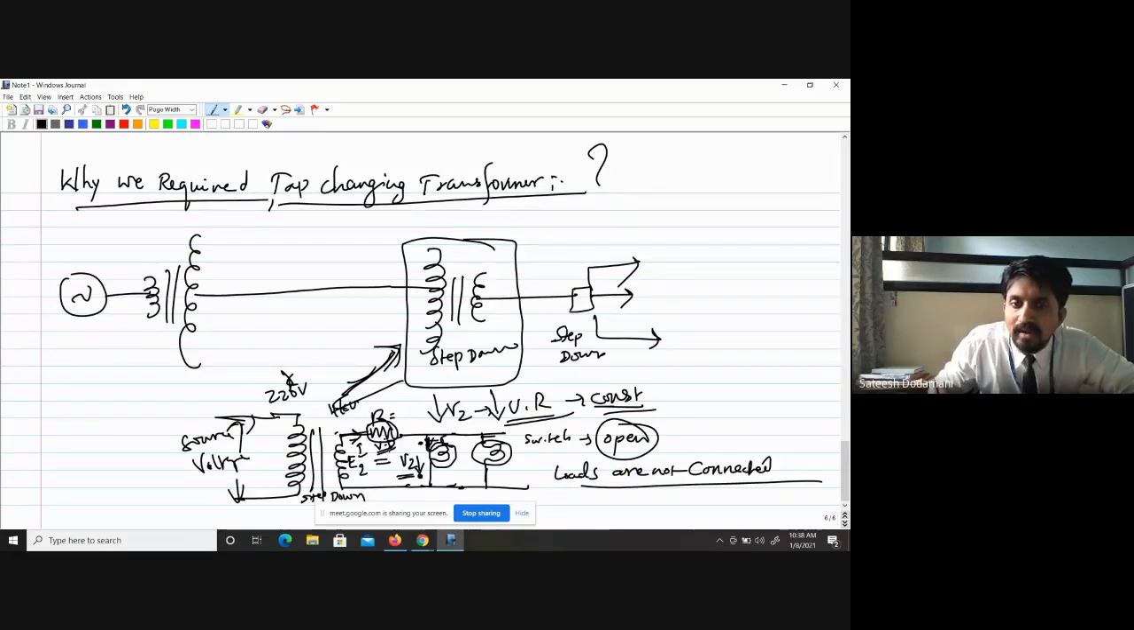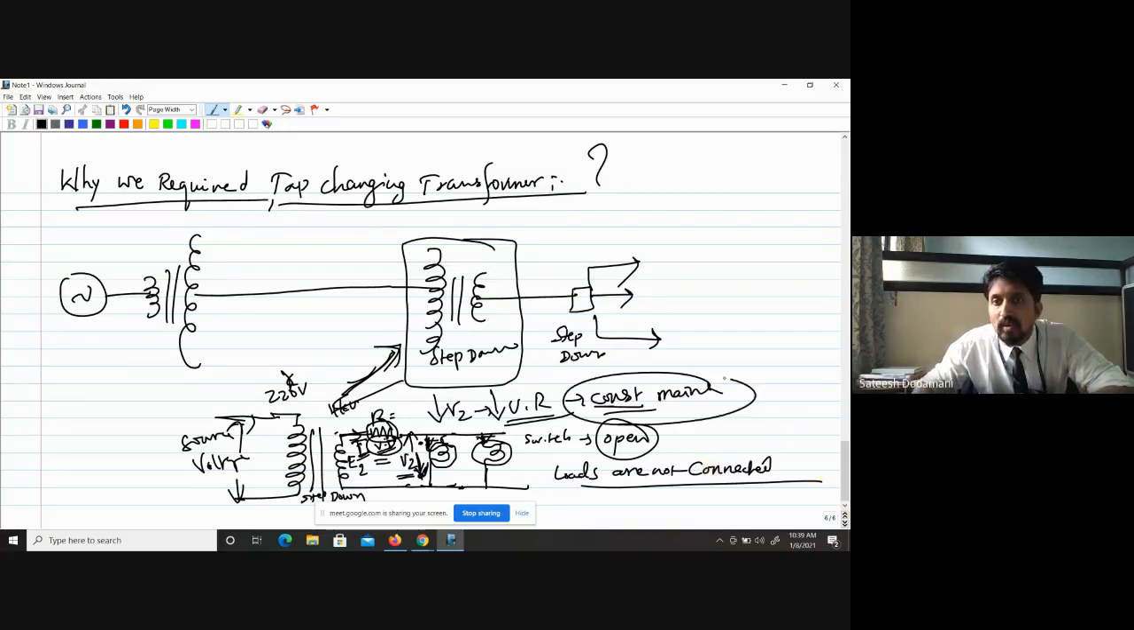Now one load is on, so some current is flowing. When you switch on another load also, more current will flow, and due to that more current the voltage drop increases. As the voltage drop across this resistance increases, this V2 voltage goes on decreasing. Hence we cannot maintain a constant voltage at the secondary side. To maintain this constant voltage at the secondary side, we use the tap changing device along with the transformer, and by using the tap changing transformer we maintain the secondary voltage.